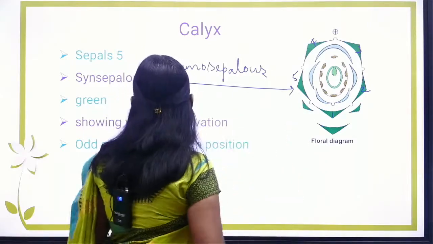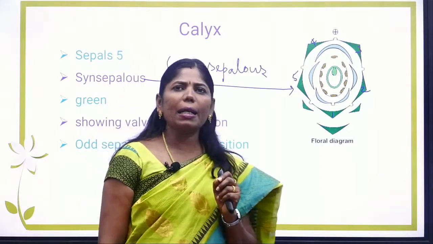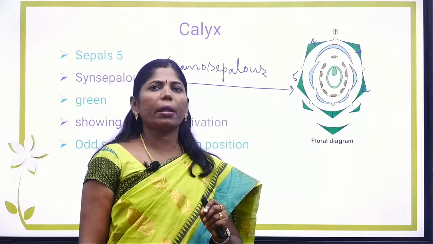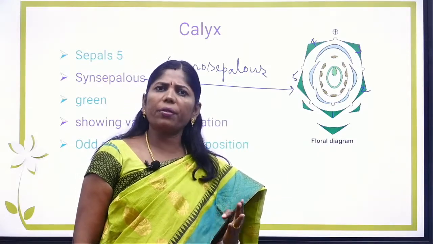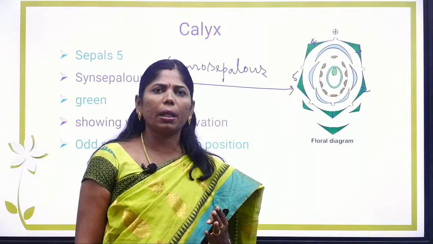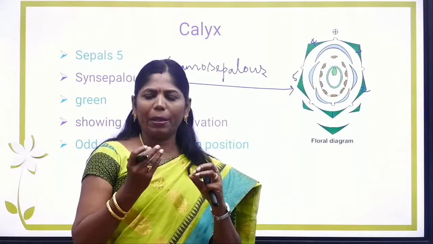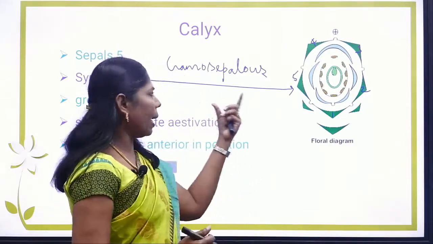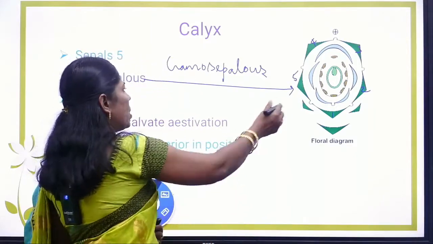Okay. So next one, that is green in color, which we know very clearly. So calyx is green in color because of the presence of chlorophyll, so it can carry out the process of photosynthesis. Okay. So what is another function? Another function is that they protect the flower in bud condition. When it is in bud, the calyx protects it. Okay. So next is showing the valvate estivation, I explained.